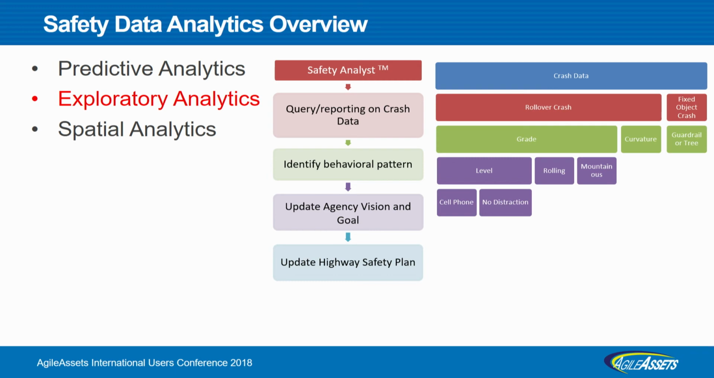You can start from your crash data, and you can start building your hierarchical query on top of that. You can say, okay, the reason I'm trying to investigate is due to the rollover crash, right? Your first filter is a rollover crash. Then you drill down and you find out, okay, I have the grade condition and the curvature condition. I can consider those. And using the grade condition, I have 3 different types of grade. We have level terrain, rolling terrain, mountainous terrain.